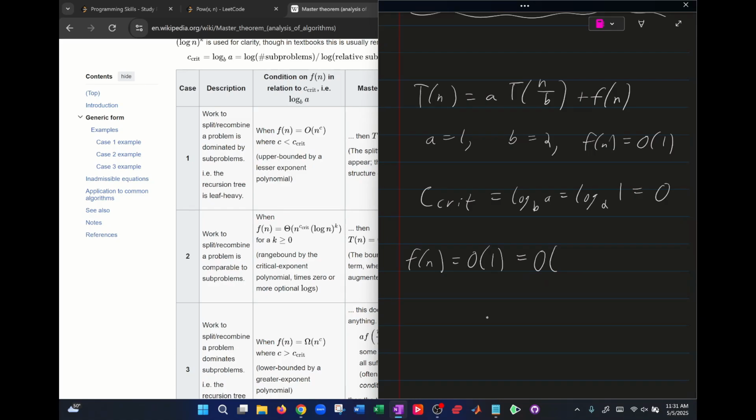n to the power of c crit. Okay, so big O of 1. So n to the 0 is going to be 1. And then log n to the power of k, well, if we want to get 1, we should raise this to the power of 0 as well. Okay. And so 0 is equal to c crit, so this matches. And then for some k greater than or equal to 0, well, this value of 0 works. This value here, 0, is greater than or equal to 0. So this works. Okay, so we are in case 2.